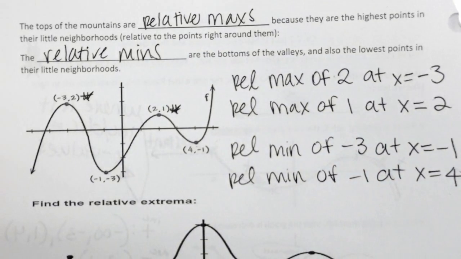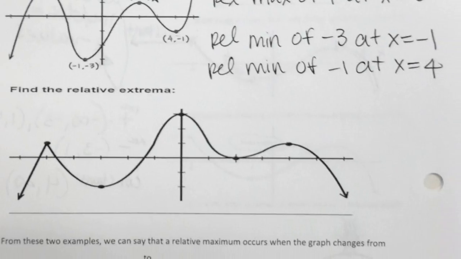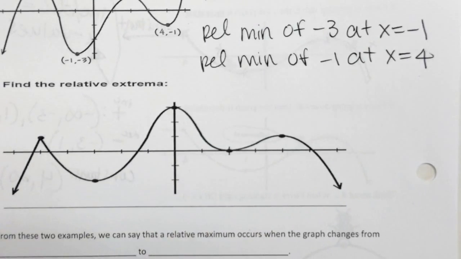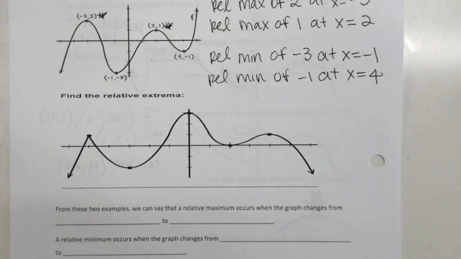Now I want you to find all the relative mins and max of this. And I know there's not numbers, they all go by ones, okay? So I want you to find the relative min and max, and they're also called the relative extrema, for this graph on your own. And make sure you write it out correctly.